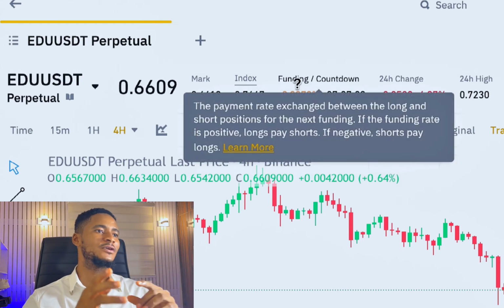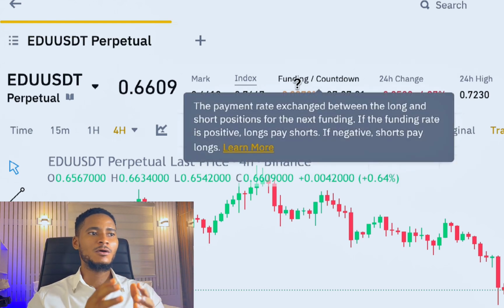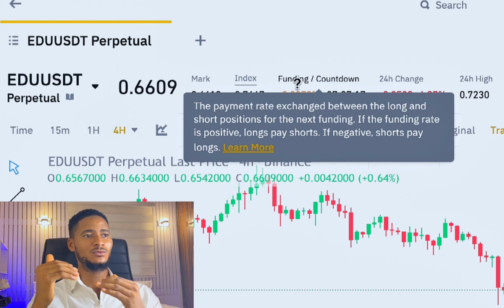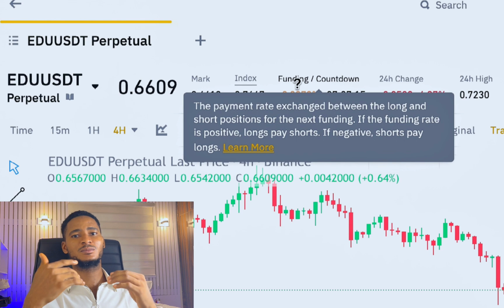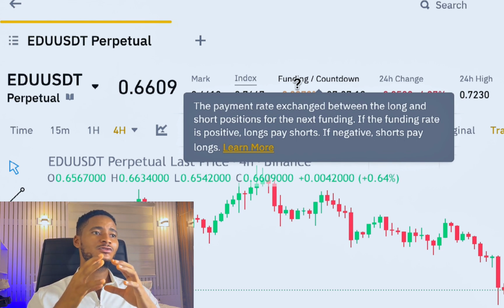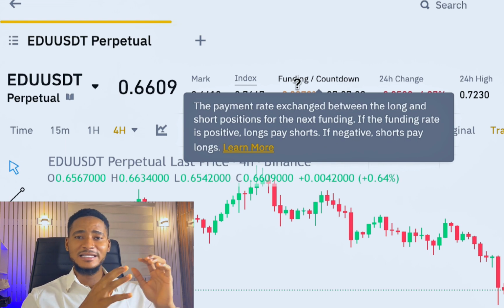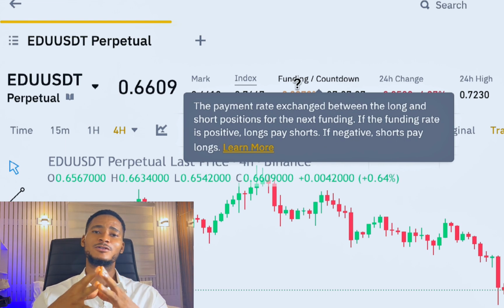It says if the funding rate is positive, long pays short, which means those who are longing, those who are looking forward for the price to go up, they are going to be paying those who are buying short. While if it is negative, shorts are going to pay long. Okay, try to process this so you don't get it mixed up.